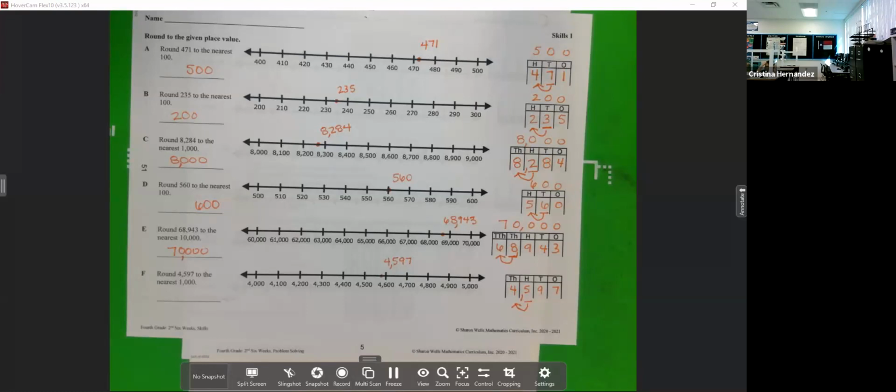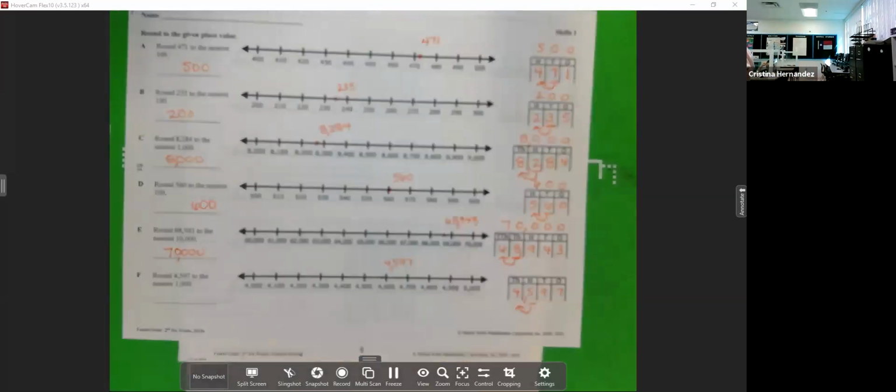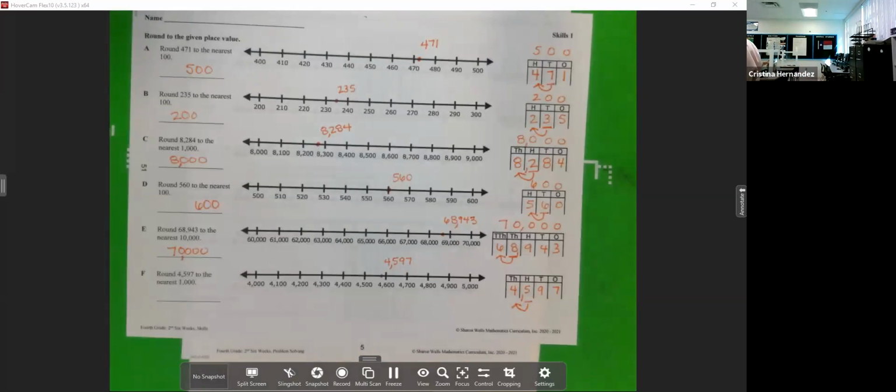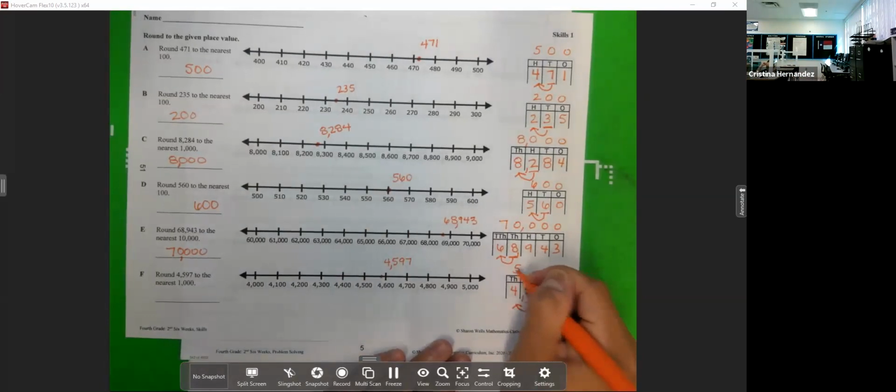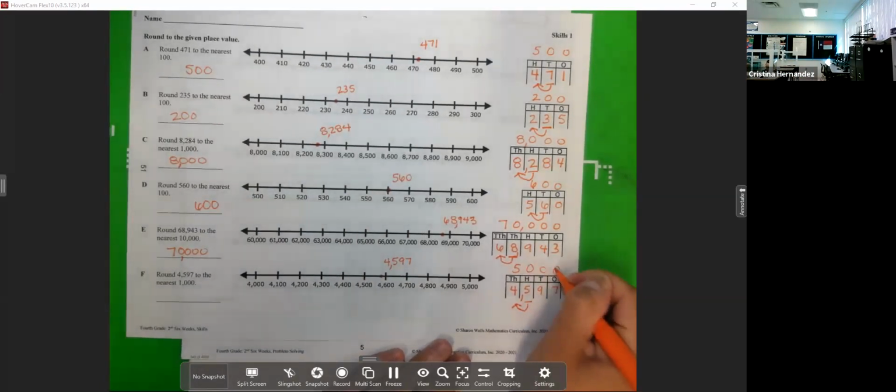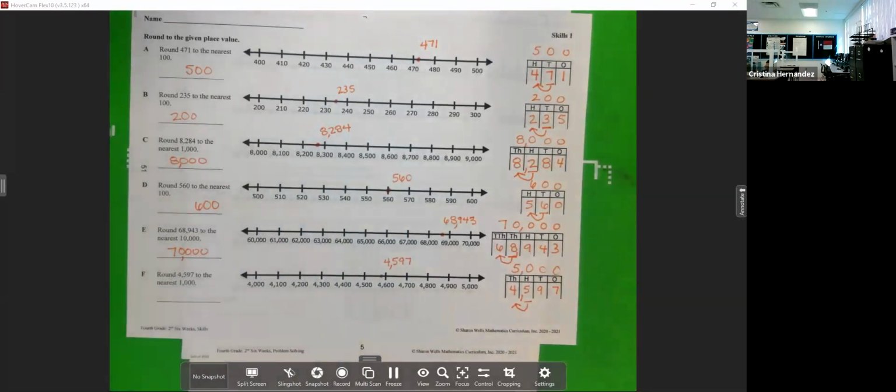What do we do here? Do we raise it or do we let it rest? Raise it. We raise it. Yes. Y'all had it right, I think, except for Chloe, which we fixed. That 5 is going to tell me to raise the score.